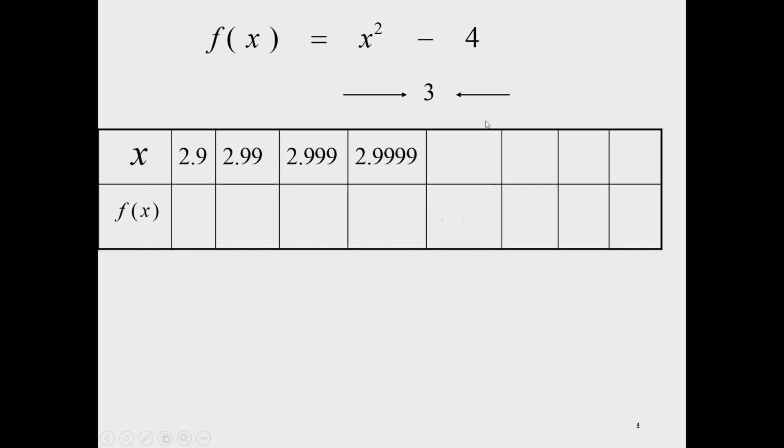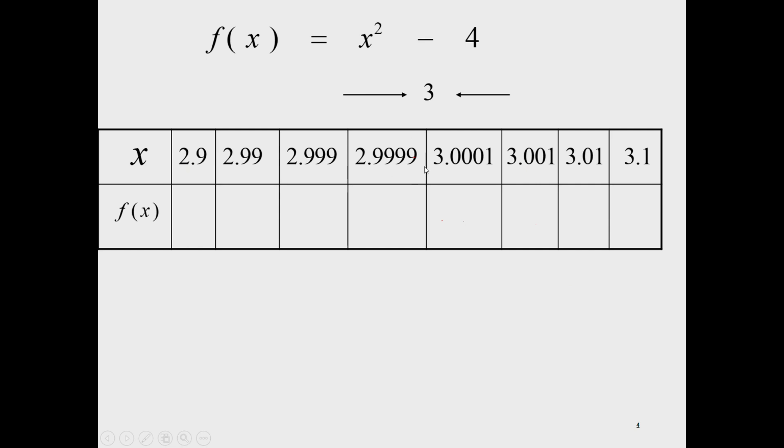If we want to approach 3 from the right hand side, we have to write down some values that are closer to 3. Some values closer to 3 from the right hand side are 3.1, next we have 3.01, next we have 3.001, and 3.0001. As you can see, we are getting very close to 3 from the right hand side, and from the left hand side we are getting close to 3 as well. So 3 is somewhere in the middle here.